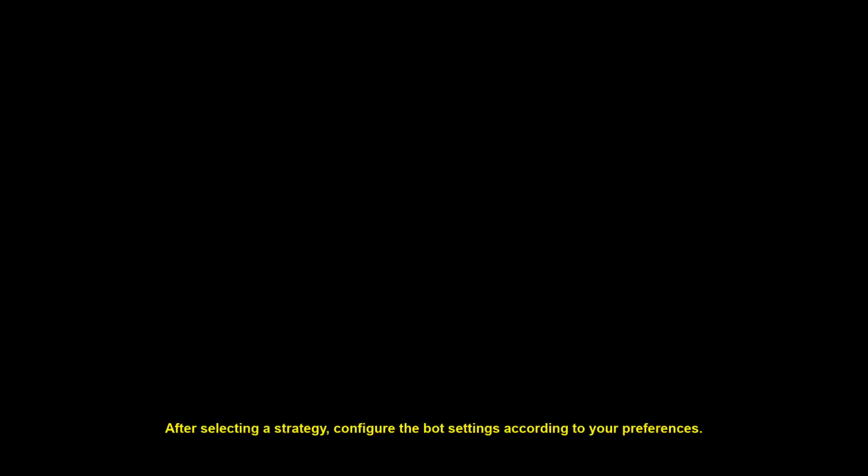After selecting a strategy, configure the bot settings according to your preferences. Set your desired trading pair, like BTC/USDT or ETH/USDT. Input the amount you want to invest per trade. Adjust the take profit and stop loss parameters to manage your risk effectively.